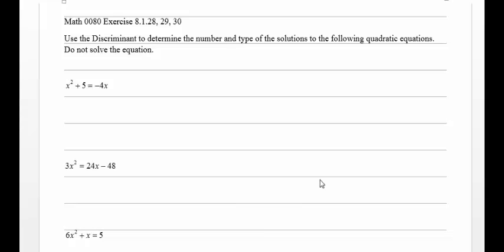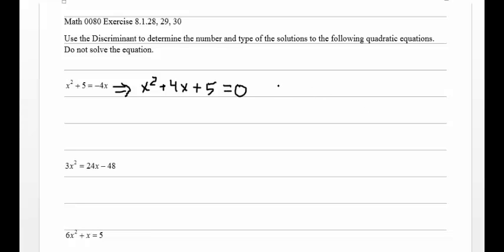So let's use the discriminant to determine how many and what type of solutions x squared plus 5 equals negative 4x has. Now remember, before I can determine the discriminant, I have to have the equation in standard form. So here I'll have to add 4x to both sides of the equation. The equation becomes x squared plus 4x plus 5 equals 0.